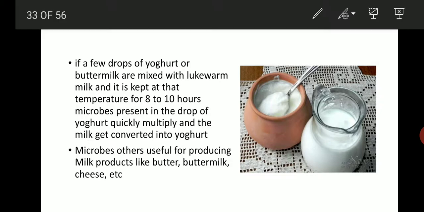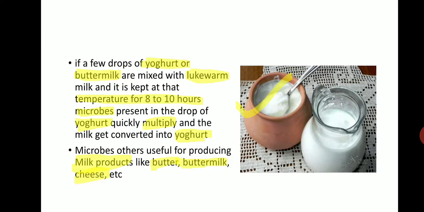Now students, let us recall, if a few drops of yogurt or buttermilk are mixed with lukewarm milk and it is kept at that temperature for 8 to 10 hours, microbes present in the drops of yogurt quickly multiply and the milk gets converted into yogurt. Microbes are thus useful for producing milk products like butter, buttermilk, cheese, etc. You can see here.